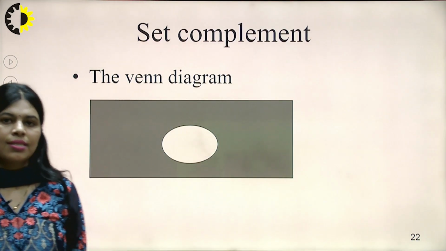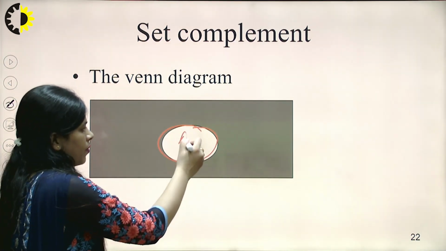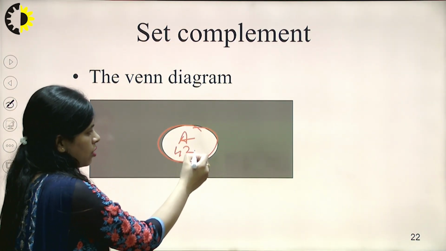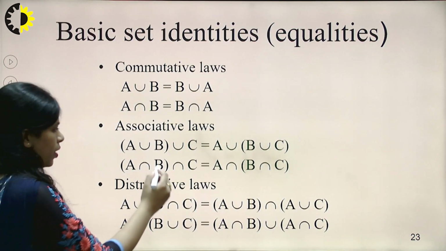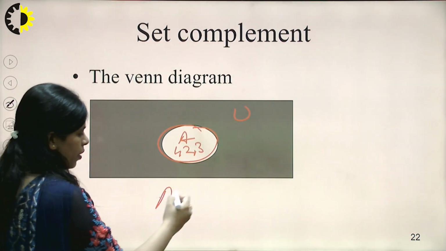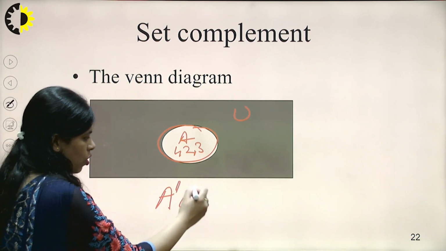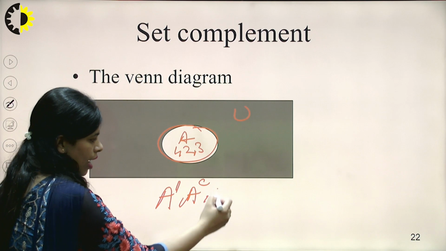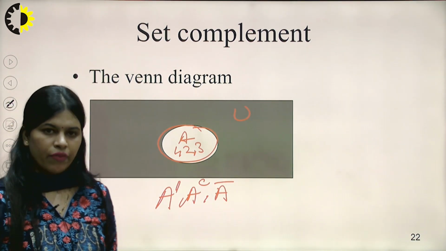The next operation is set complement. Suppose A is a set with elements 1, 2, 3 and U is the universal set. What should be the A complement? The complement sign is A apostrophe, or A superscript C, or A bar. This is the representation of A complement.